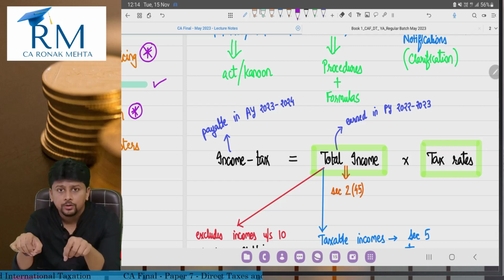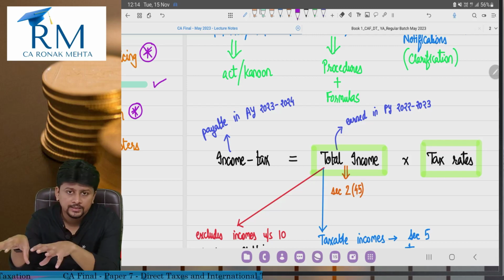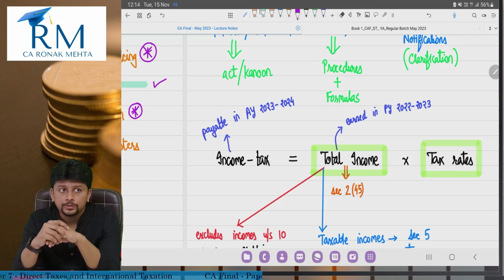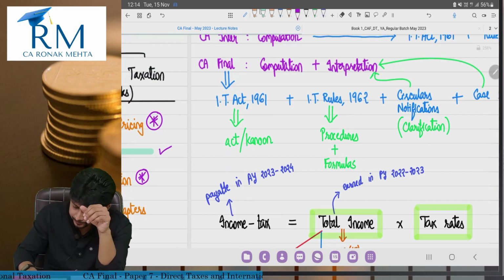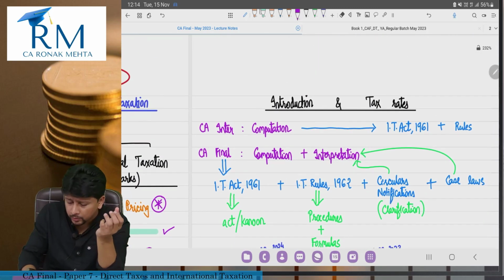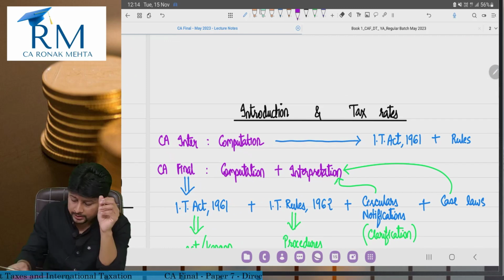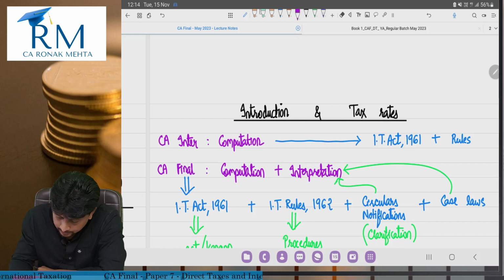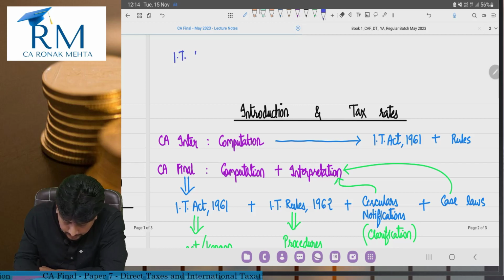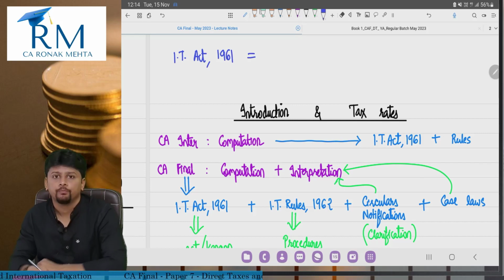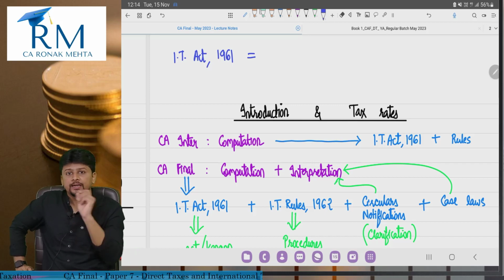All the theory that you write in your answer sheet, all the theory that you read from the textbooks, you have to keep in mind the assessment year. Why? We'll get into the definitions a bit later: what is previous year, what is assessment year. But when you say that we are studying the Income Tax Act 1961, what is the Income Tax Act? Why is the Income Tax Act created?